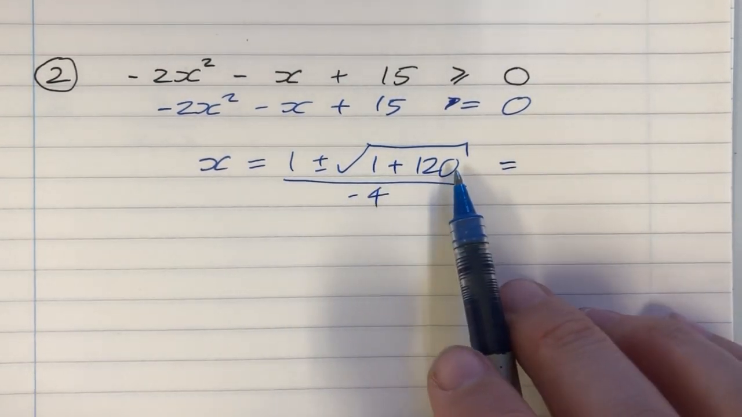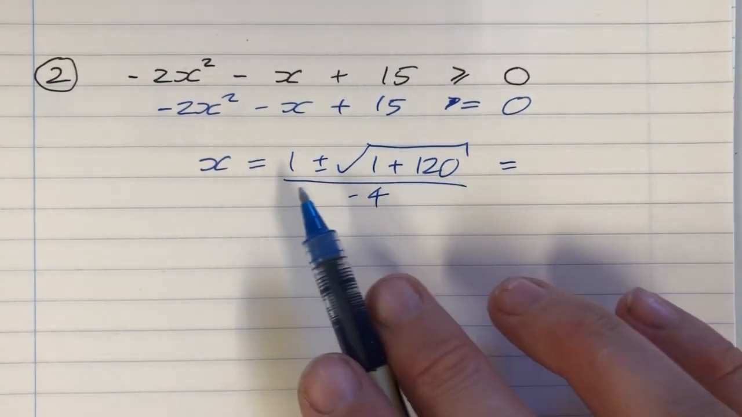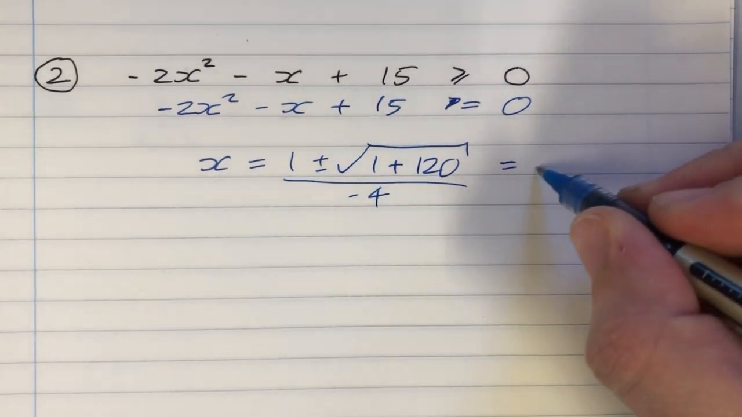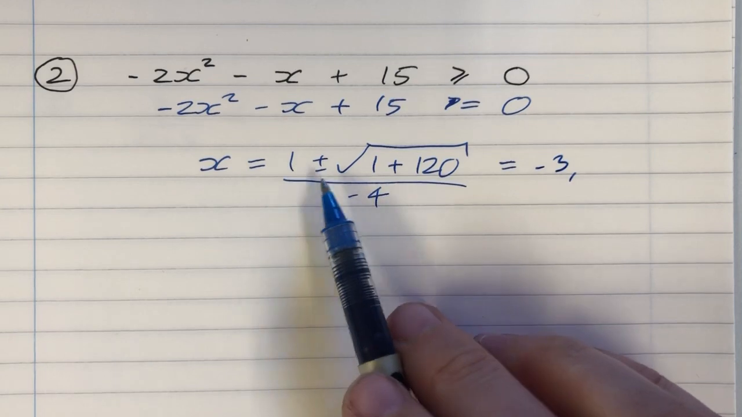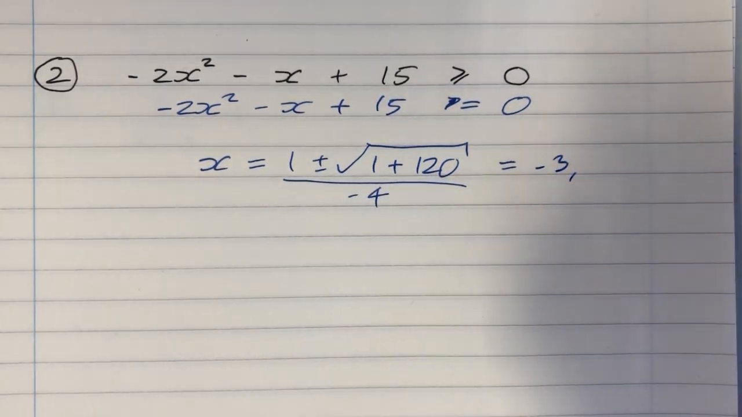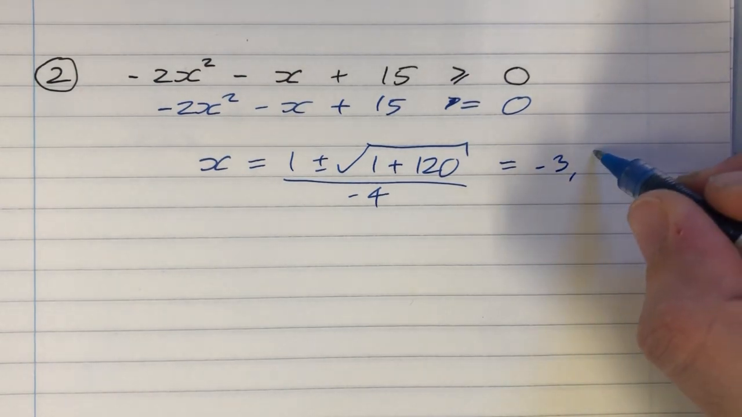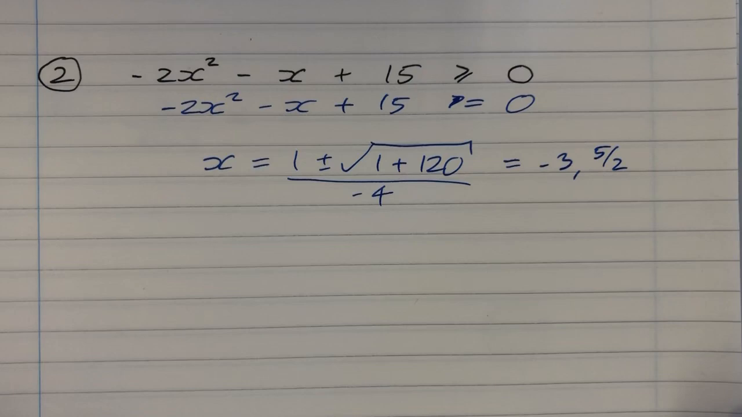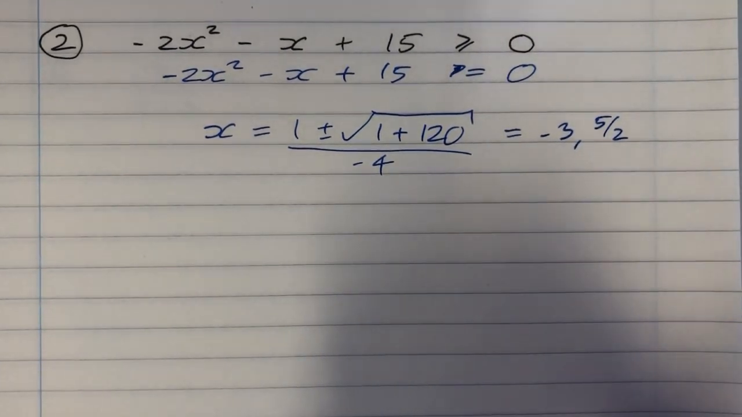So root of 121 is 11. So 1 plus 11 is 12. 12 divided by minus 4 is minus 3. And then 1 minus 11 is minus 10. Minus 10 divided by minus 4 is positive 5/2. So those are my two roots. Again, there are other methods you could use to get those two numbers.